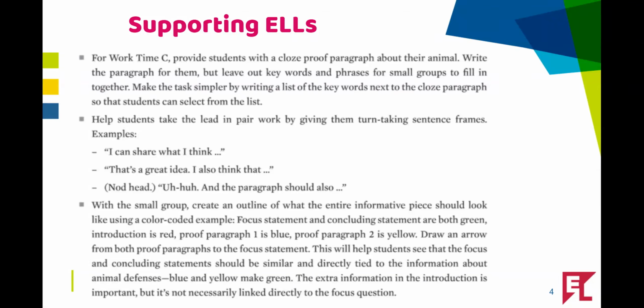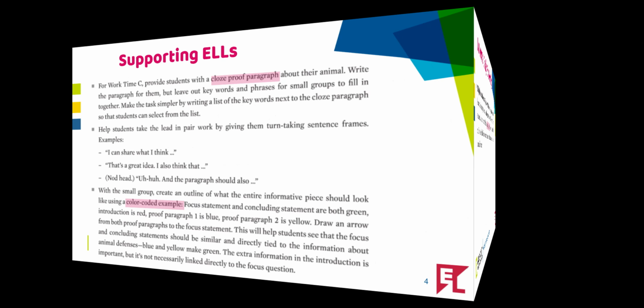Provide ELLs and other students who need scaffolding to write their proof paragraphs with a close model. Write the paragraph for them, but leave out key terms and phrases for them to fill in, providing a word bank if heavier scaffolding is needed. Help the students understand the structure of the essay by color-coding an outline. This will help the students see how the introduction and conclusion restate the same information and how the proof paragraphs link back to the focus statement.